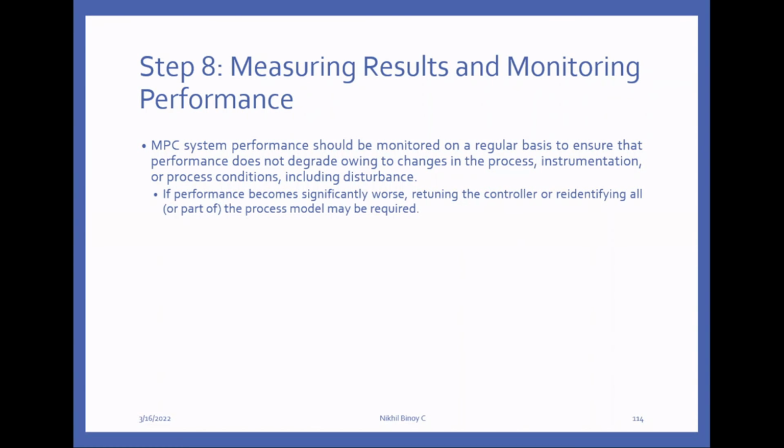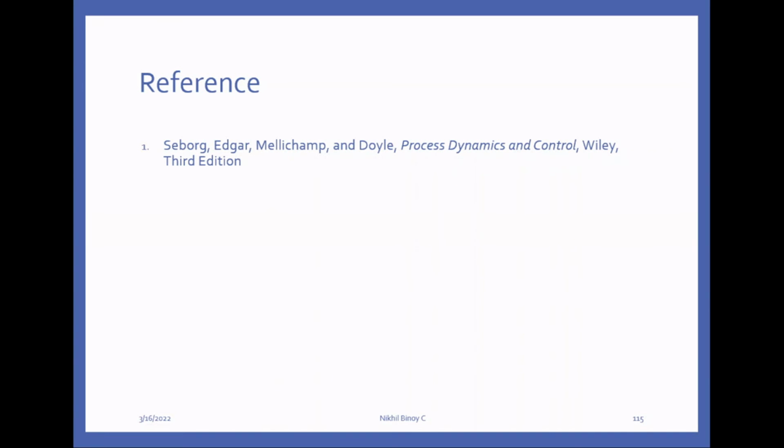If performance becomes significantly worse, retuning the controller or re-identifying all or part of the process model may be required. Development of MPC monitoring strategies is an active research area. I told you, still we don't have monitoring strategies. Still, this one is a research area. Okay, so I am stopping my discussion about the model predictive controller.